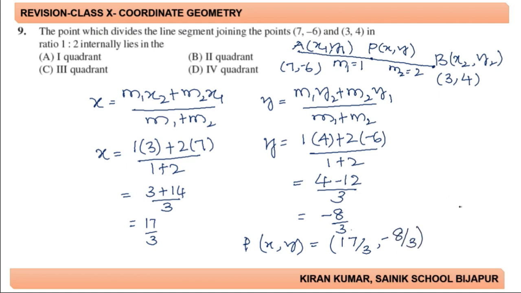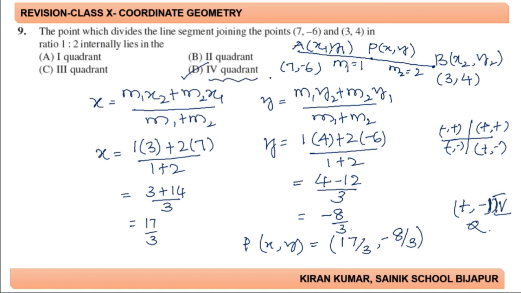Here there is a positive value and a negative value. In which quadrant is it? It is in the fourth quadrant. When we look at all the quadrants: in the first quadrant both are positive, in the second quadrant negative, positive, in the third quadrant both negative, in the fourth quadrant we have positive then negative. The x coordinate is positive, the y coordinate is negative, therefore the right answer is option D, fourth quadrant.